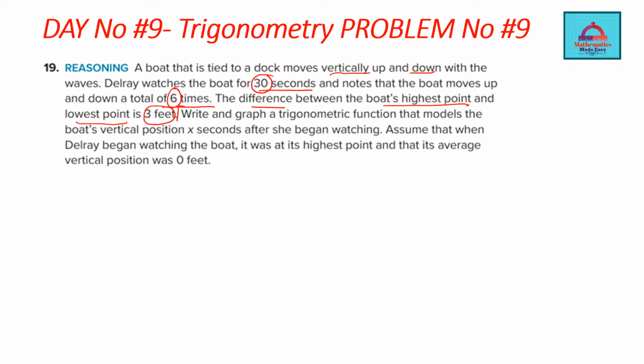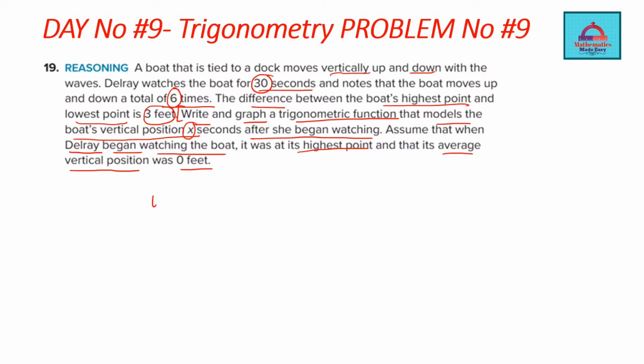What we need to find here is, first, to write the trigonometric function that models the boat's vertical position x seconds after it begins watching, and then after you write the trigonometric function you need to graph it as well. We are making some assumptions here. The first one is that when Del Rey began watching the boat, it was at the highest point, and that the average vertical position of the boat was 0 feet. So that's the problem.